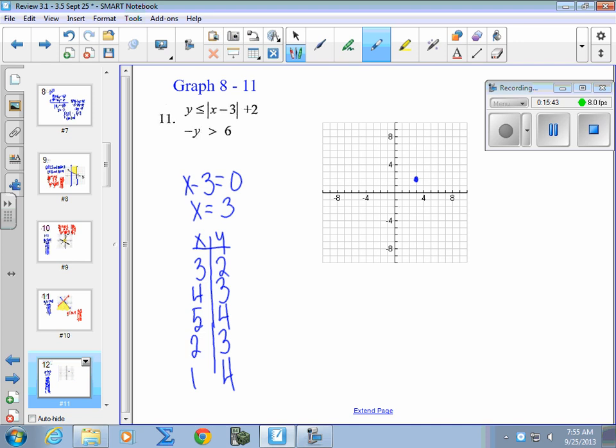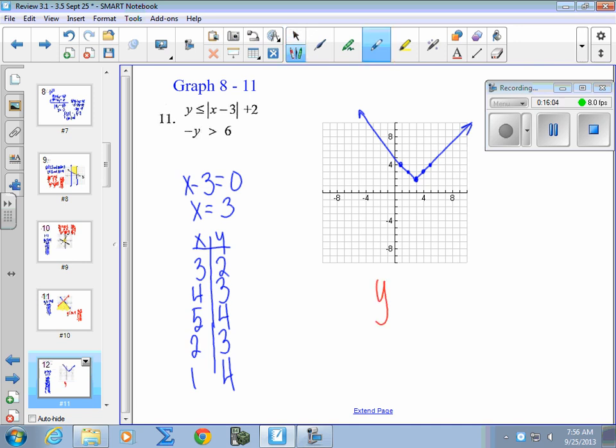So we have 4 and 3. We have 5 and 4. We have 2 and 3. And we have 1 and 4. It is a solid line, and it says shade below it. But let's wait and graph our other line.